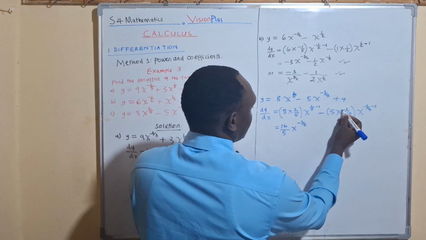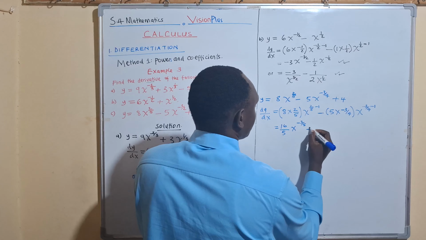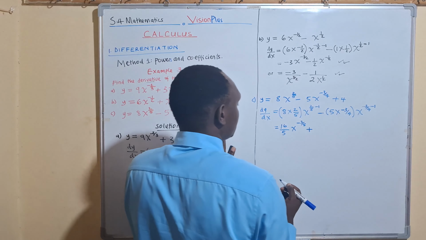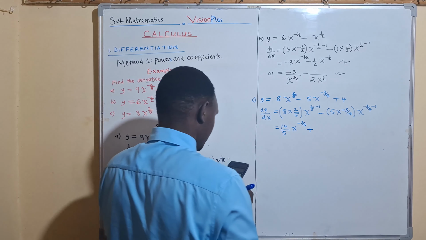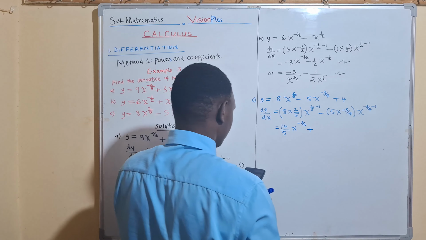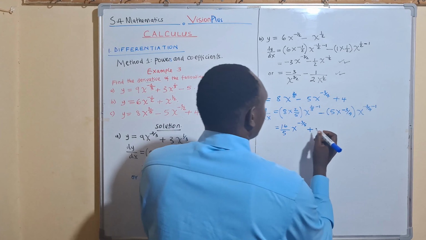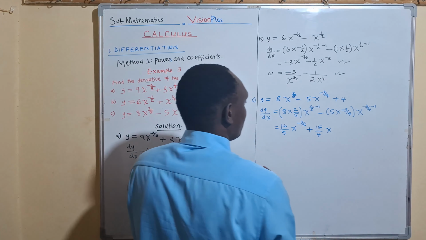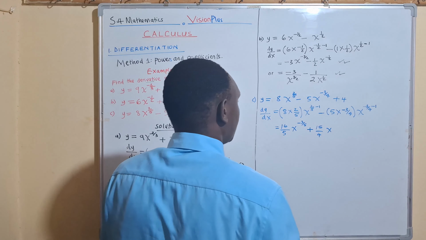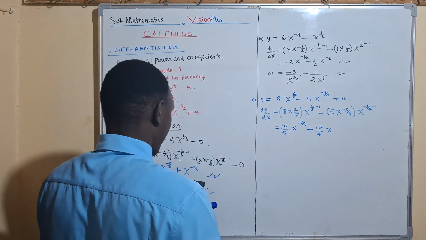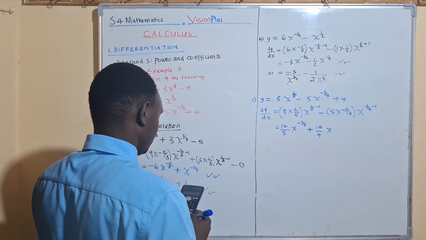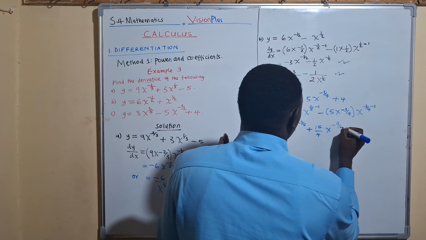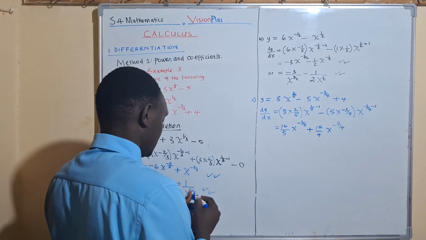There is a negative here and there is a negative here. That makes it positive. And then 5 times 3 out of 4 is like 3 divided by 4 times 5, 15 out of 4. Plus 15 out of 4 x. What is the new power? Negative 3 divided by 4 minus 1, negative 7 out of 4. And that is the answer.